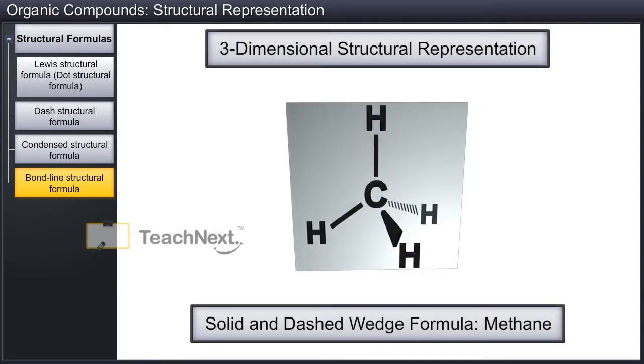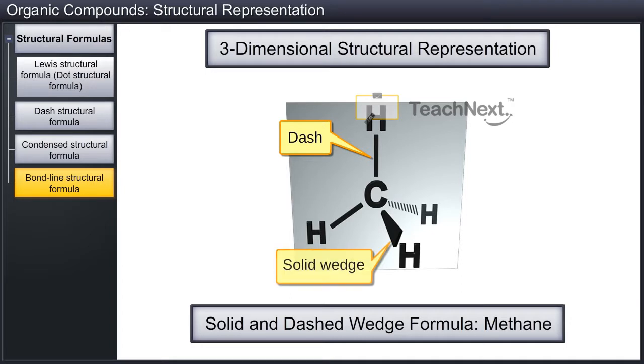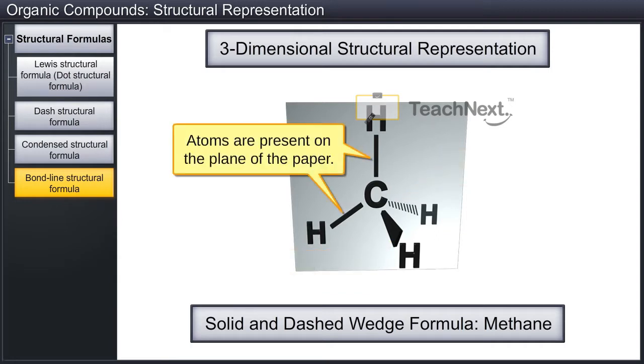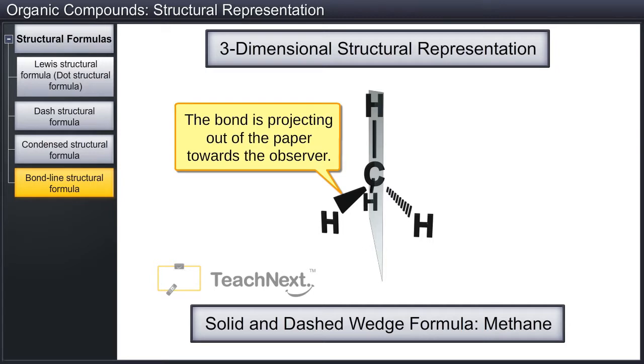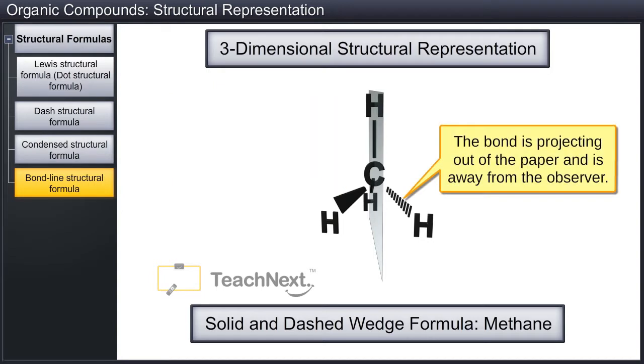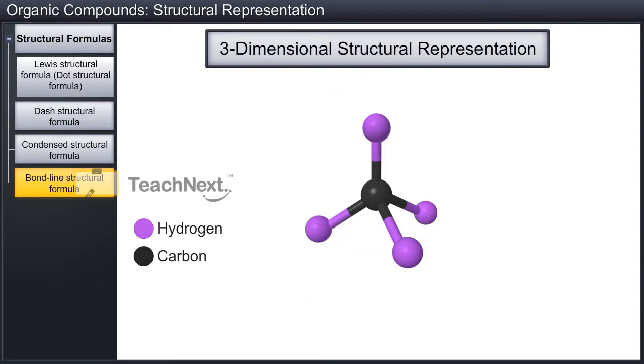Organic molecules can be represented by using the solid and dashed wedge formula. This is a three-dimensional structural representation of an organic compound. This formula can be represented on paper by using three conventions, that is, a dash, a solid wedge, and a dashed wedge. A dash is used to mean that the bond is in the plane of the paper. A solid wedge means that the bond is projecting out of the paper and is towards the observer. A dashed wedge is used to mean that the bond is projecting out of the paper and is away from the observer. The 3D image for methane is shown here.